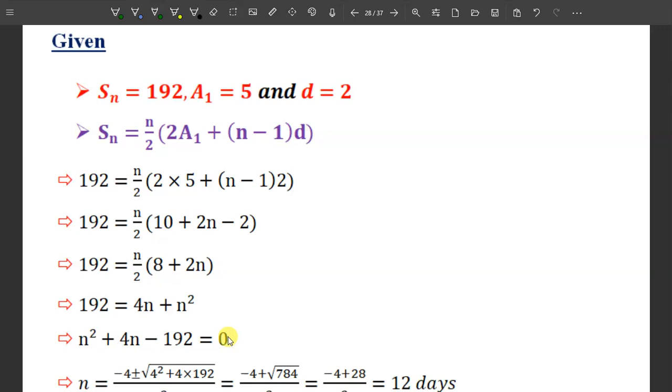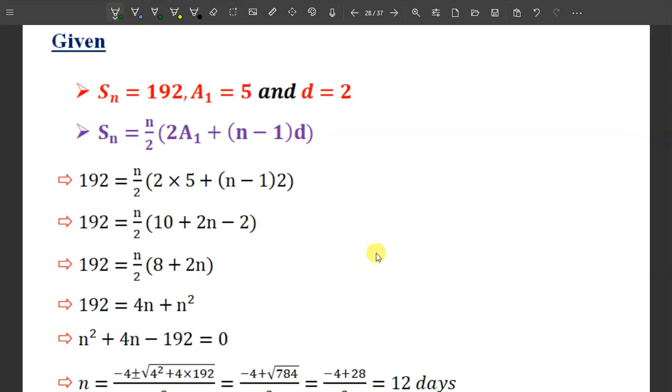What is the factorization method? For a quadratic equation, you need to find 2 numbers whose sum is 4 and whose product gives us the constant number, if there is no coefficient of n squared here. Those numbers for this one are 16 and minus 12. Replace 4n by 16n minus 12n, which means factorization.